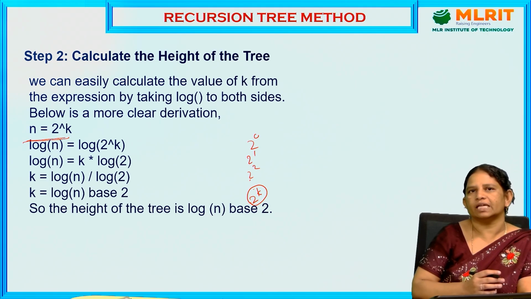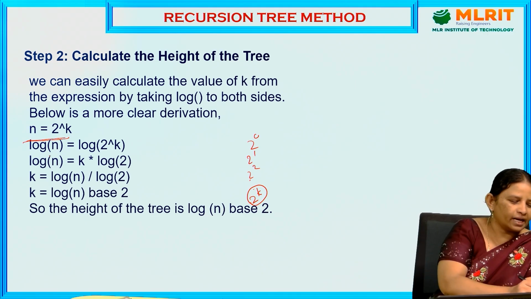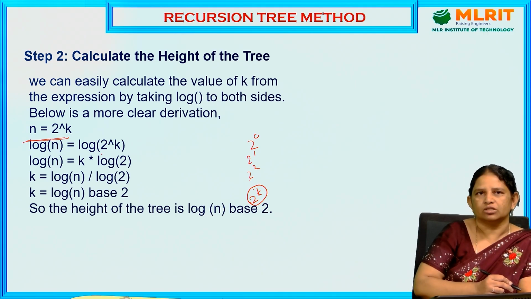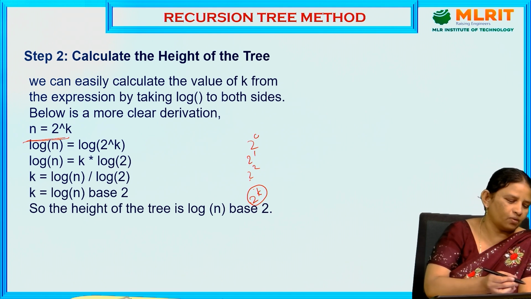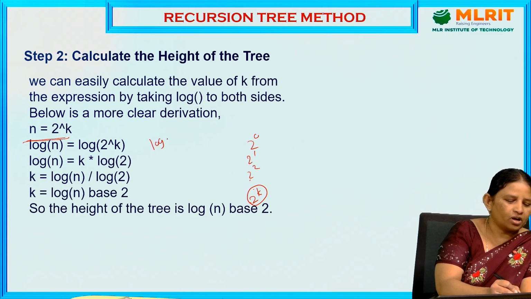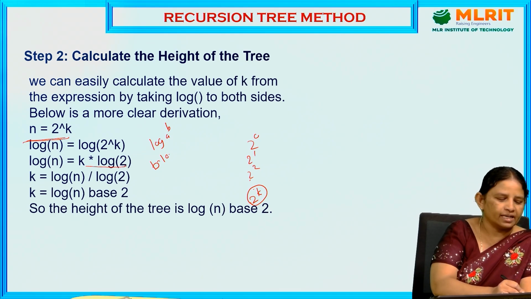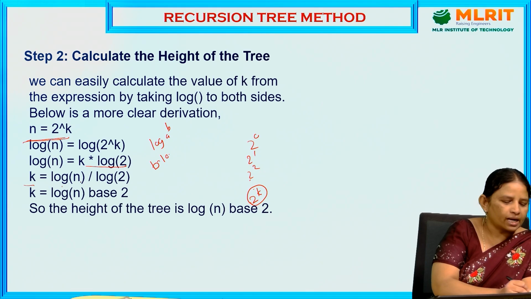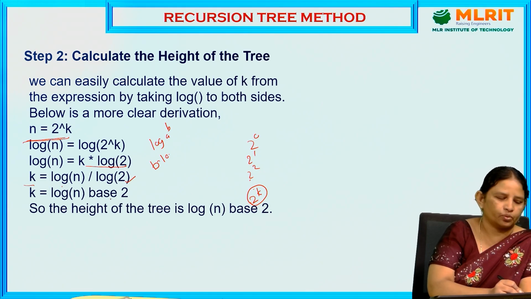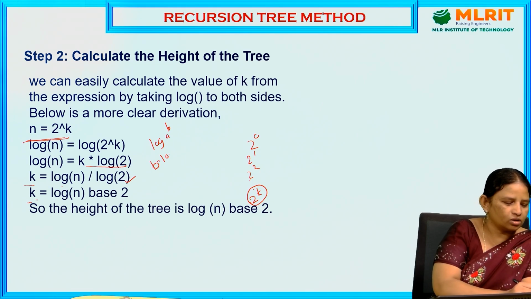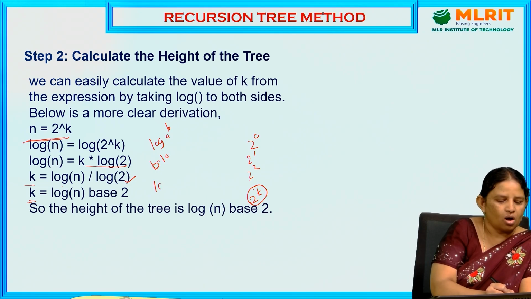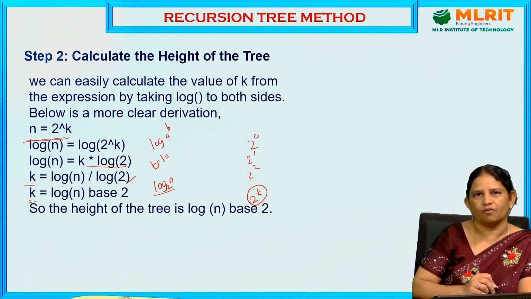So we are going to take the log on both sides, then log n equal to log of 2 power k. Because log is taken on both sides, we get log n equal to log 2 power k. Log a to the power of b we can write as b log a. Like that, log 2 power k is written as k into log 2. What about k? k equals log n by log 2. So instead of writing log n by log 2, we can write k equal to log n base 2. We know the value of k.